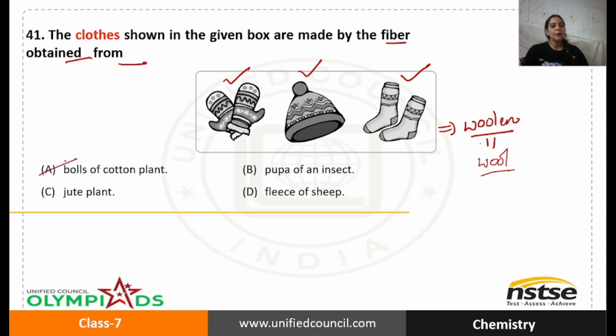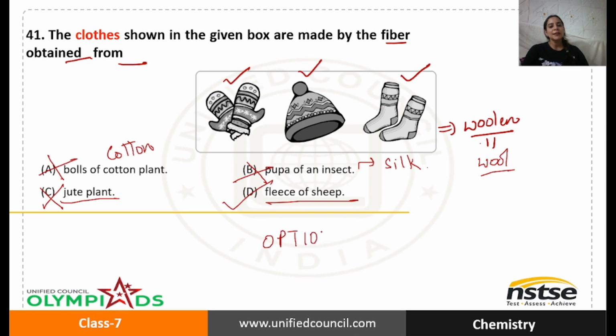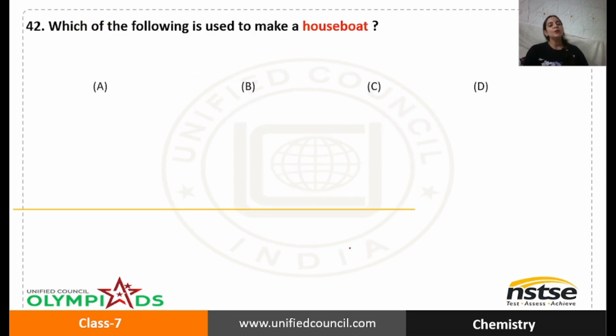Balls of cotton plant? No, because it is not made up of cotton. From the balls of cotton plant you get a fabric that is cotton, and cotton is not used in winters. Pupa of an insect gives you silk, and it is not made up of silk. Jute plant gives you jute fiber, again it is not jute. Yes, it is wool which is obtained from the fleece of sheep. So which option is correct, students? Option D is correct. Let's move on to next.